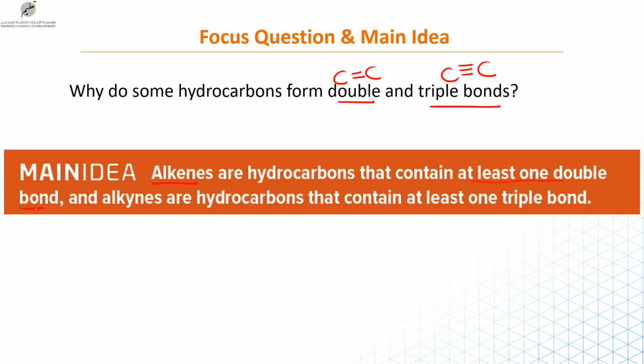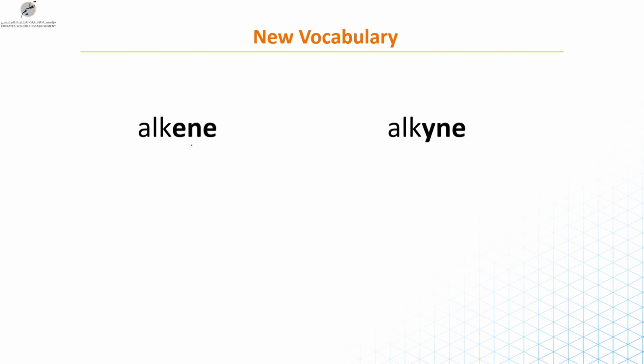That's the main idea. So alkenes means double bond, and alkynes contain at least one triple bond. That's the main idea of the lesson. Okay, so alkene has a double bond, alkyne has a triple bond, and alkane, which we covered in section 2, has only single bonds. Okay, so the endings are different.